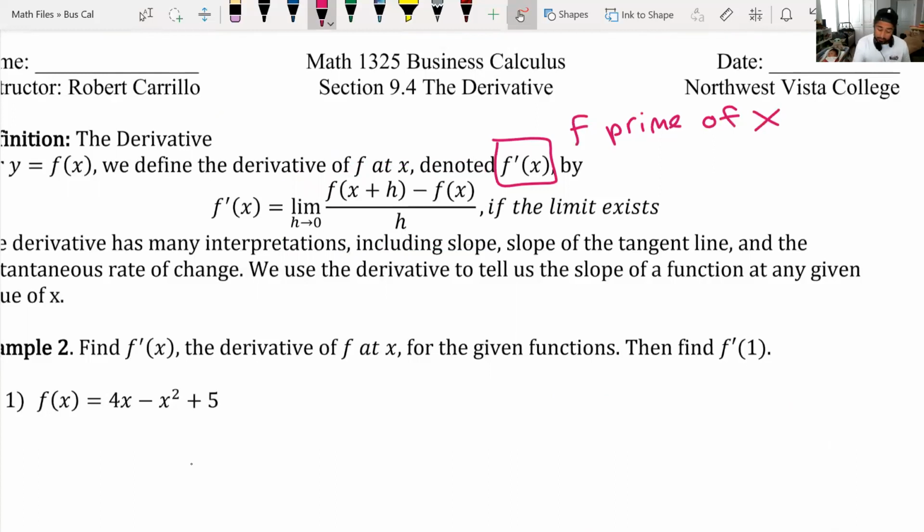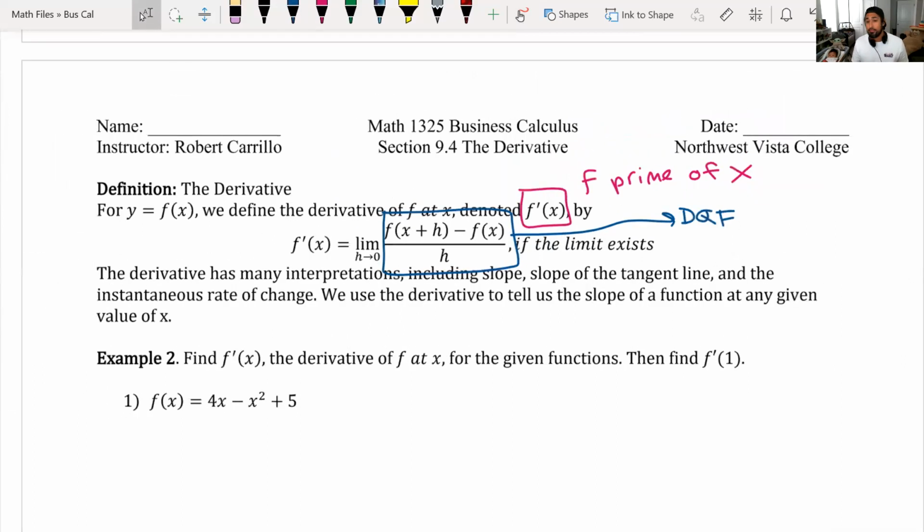And something should look familiar to you. F of x plus h minus f of x over h is the difference quotient function, right? It's the difference quotient function. We've seen this. And it is also the slope formula for exactly one point. So this is also the average rate of change and the slope formula, everything we did on the first page. So the derivative has many interpretations, including slope, or the slope of the tangent line, and the instantaneous rate of change. We use the derivative to tell us the slope of a function at any given value of x, just like we did on the last page. So the derivative gives you the slope at exactly 1 point. That's it. Pretty cool. So again, derivative is just fancy for slope.